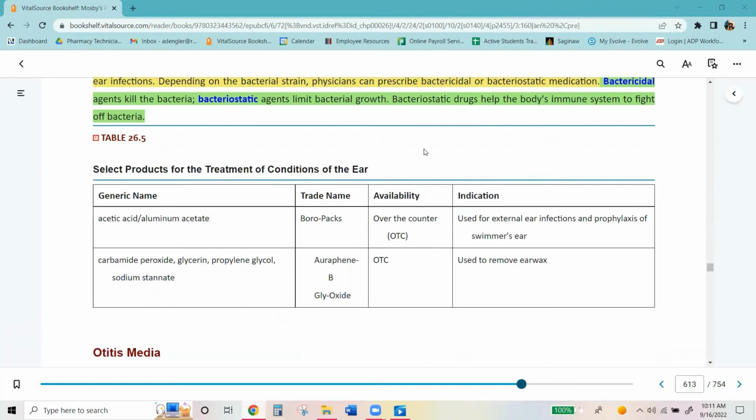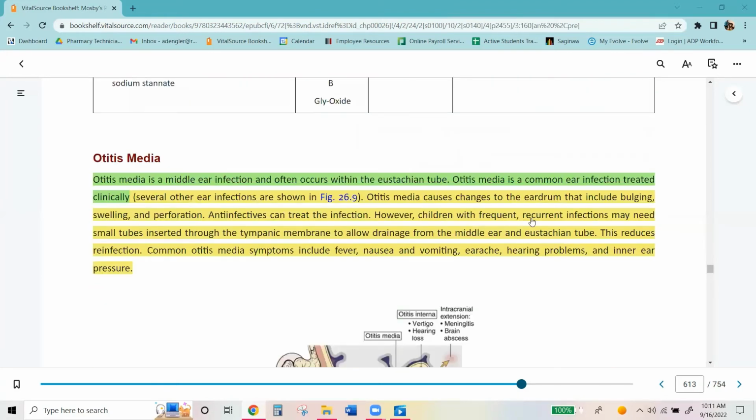So we have table 26.5, which lists select products for the treatment of conditions for the ear. We have medication used to remove earwax and medication used for external ear infections and prophylaxis of swimmer's ear. Otitis media is a middle ear infection and often occurs within the auditory tube. Otitis media is a common ear infection treated clinically.